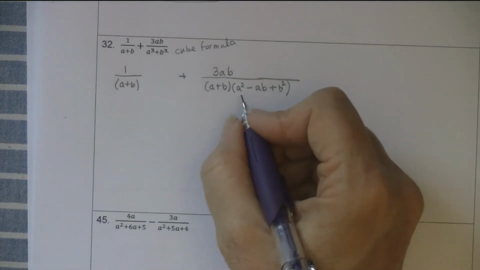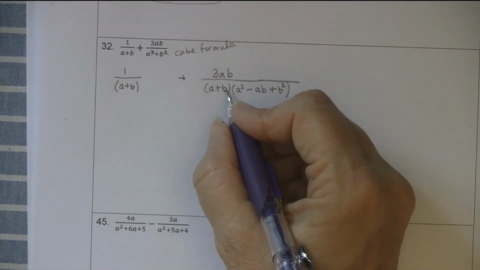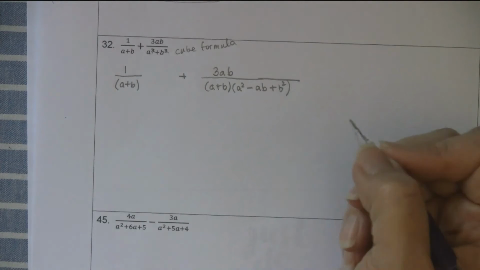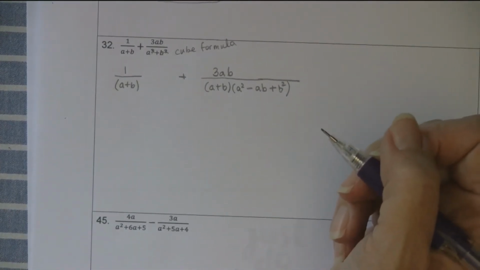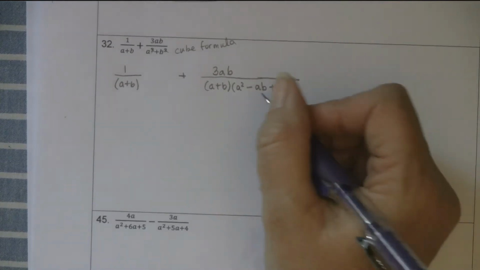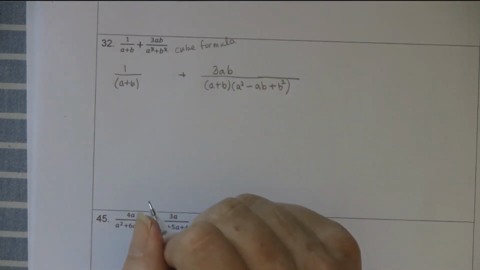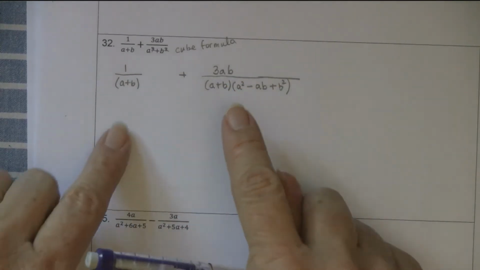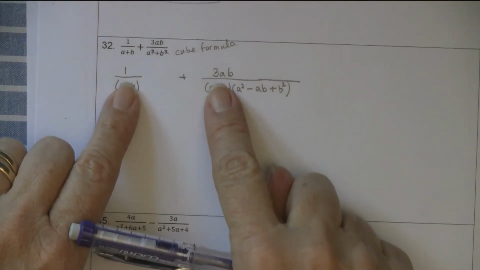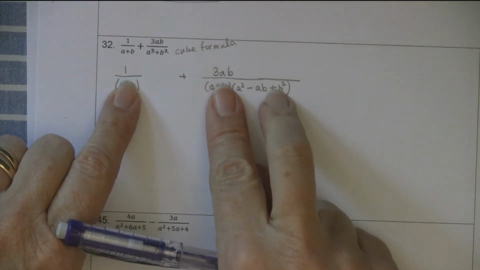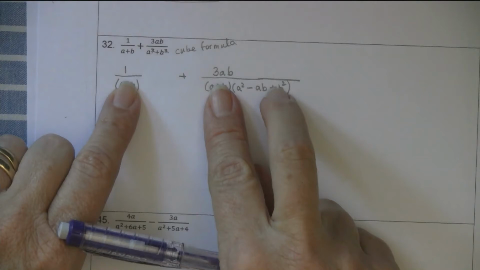Now this won't factor any further because a plus b won't factor, and a squared minus ab plus b squared is a prime trinomial, right? Every time that you use the cube formula, you have a prime trinomial. And so now I'm looking and I want the denominators to be the same. And I notice they both have an a plus b. But this guy has something extra, right? It has a trinomial extra.